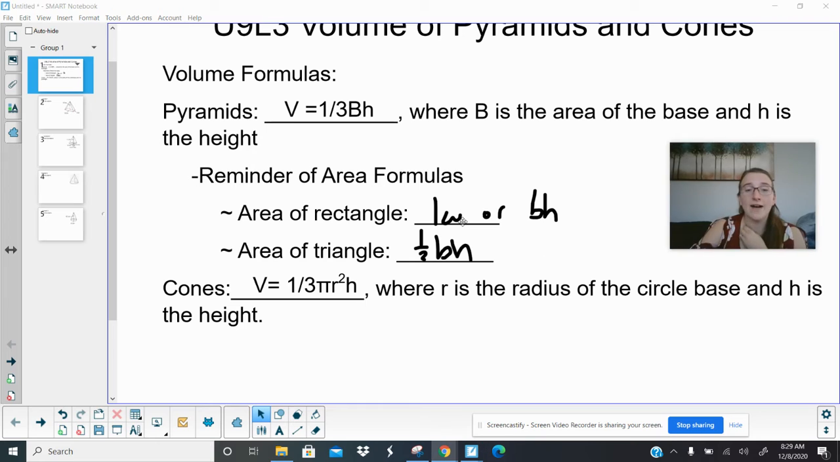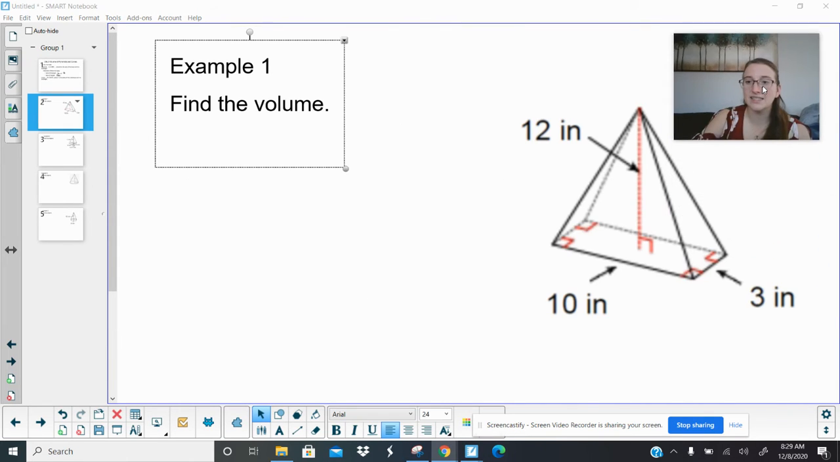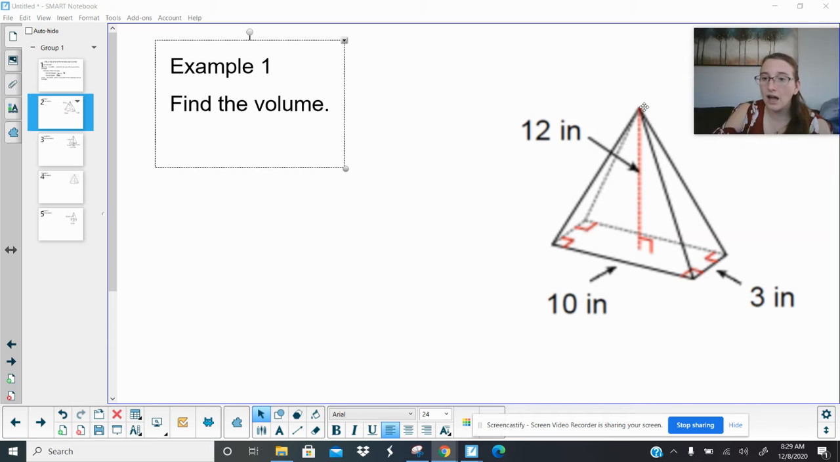So all we got to do is we have to be able to look at a picture and determine what shape it is to be able to determine the formula. So looking at this, this is a pyramid because it comes to a point. This is not a prism. Remember, think the pyramids like in Egypt, right? They come to a point.